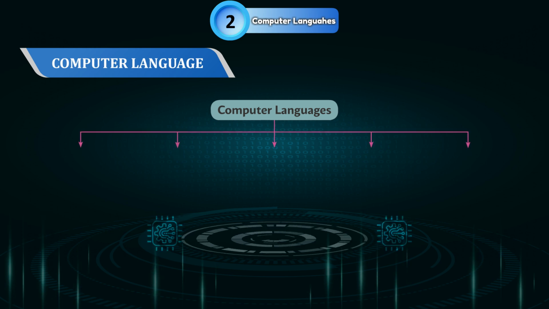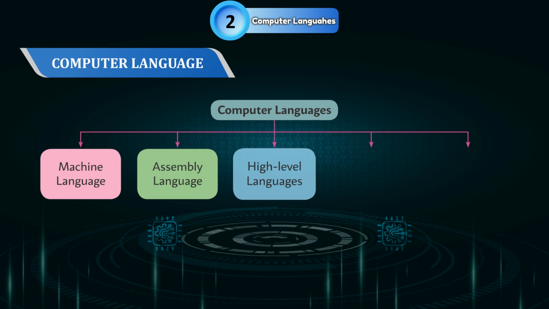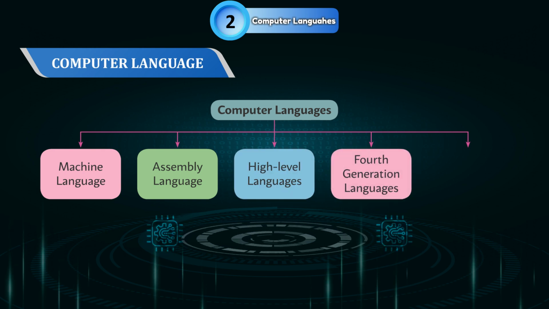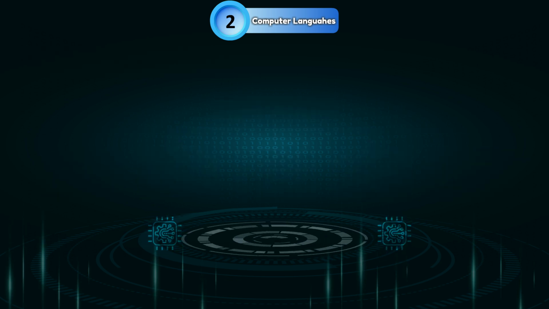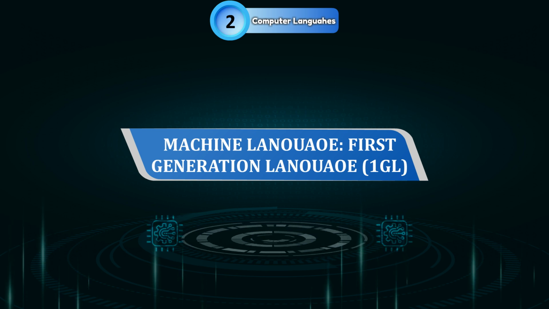Computer languages: machine language, assembly language, high-level languages, fourth generation languages, fifth generation languages. Machine language: first generation language, 1 GL.